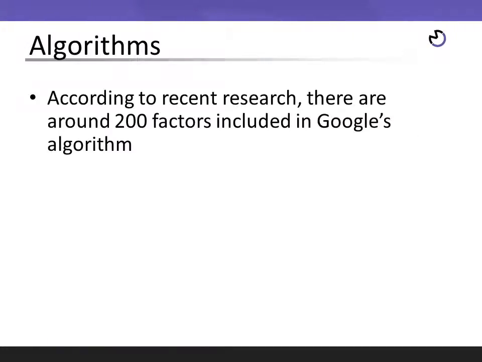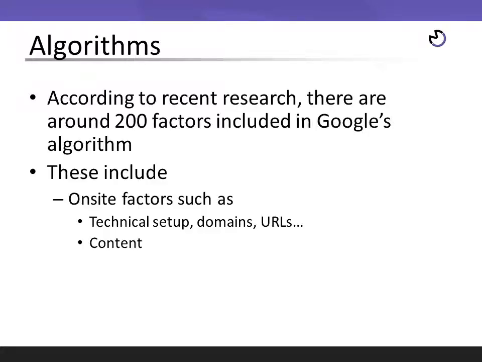So now let's look a little bit more closely at the algorithms themselves, basically the set of factors that the search engines use. According to recent research, I think there are around 200 factors included in Google's algorithm. 200 factors is a lot of elements that you need to take into account when doing SEO. These factors include a range of things. Some of them are called the on-site factors, such as the technical setup of the website, how the domain is set up, and the URLs you're using. It's also very largely based on the content of your website, how well it is optimized, which keywords you're using, and how it is formatted. All these elements matter, and they're all the on-site elements.